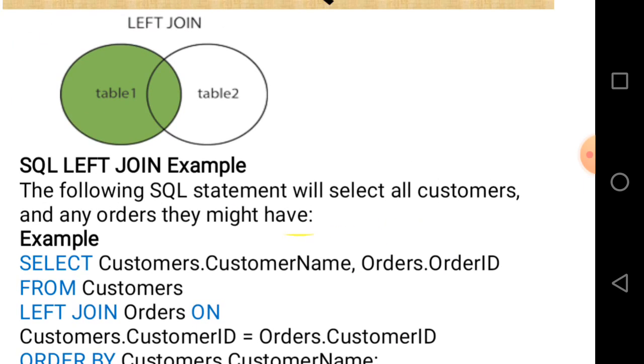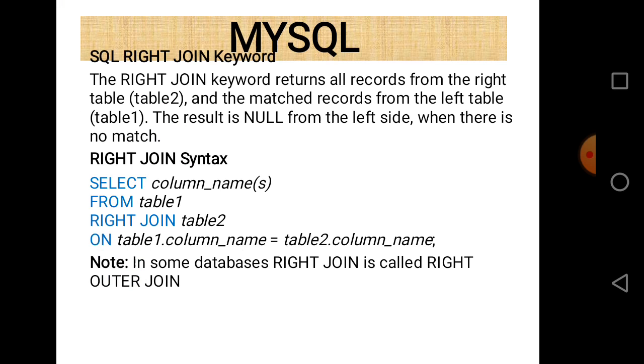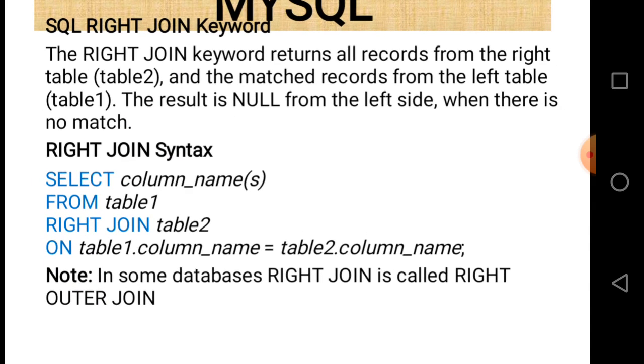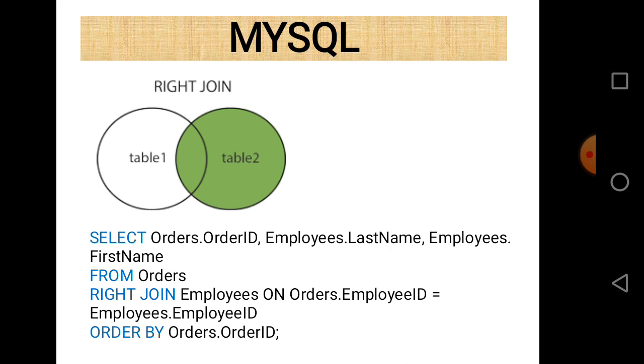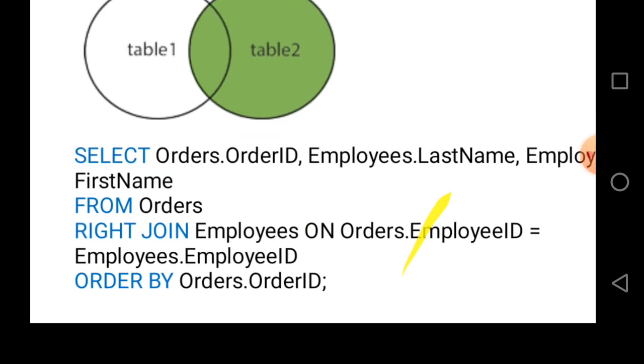Second is right join. So the right join keyword returns all records from the right table, and we can say that it is just the opposite of the left join, and the matched records from the left table, table 1. The result is null from the left side when there is no match. So just write the keyword right join, and the rest of the things are the same as the previous one. Let us take an example and show it diagrammatically.